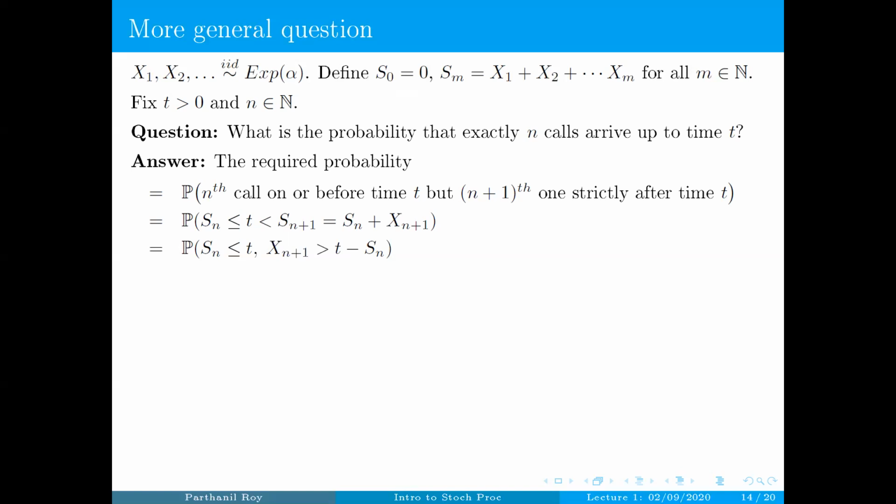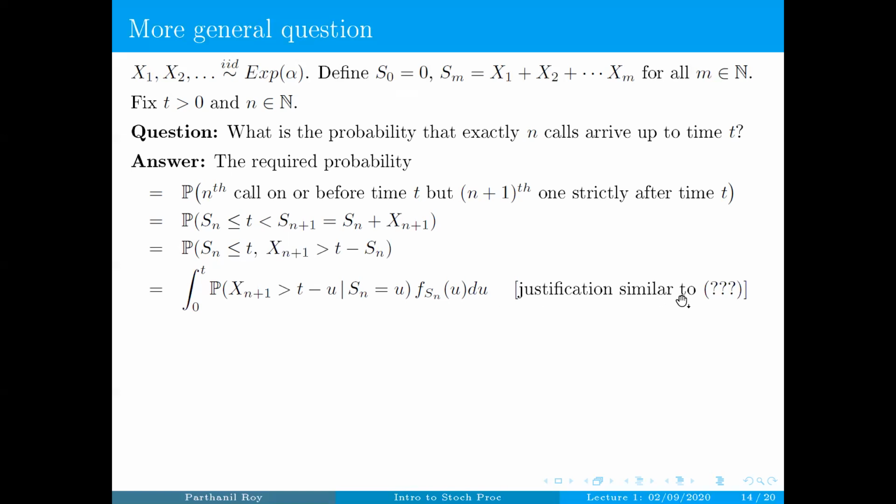Now, as expected, just like last time, you're going to condition on Sn taking a value very close to u and run u from 0 to t. Okay? So, condition on Sn taking a value very close to u, and then this probability becomes X_{n+1} bigger than t minus u, because Sn is very close to u. So you have to compute this conditional probability. But since this probability is an unconditional one, we have to multiply by the marginal density of Sn and integrate from 0 to t over u. Okay, so this is justified.